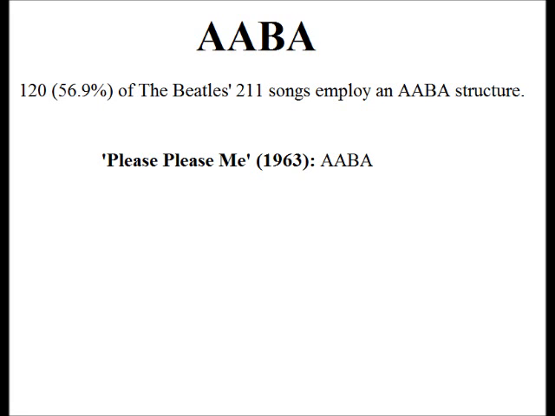One is Please Please Me. In AABA structures such as this one, the first verse is heard first.